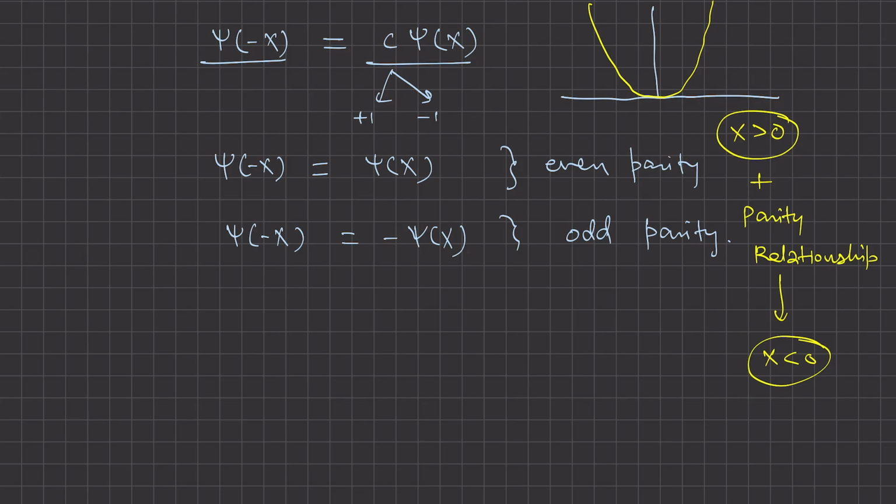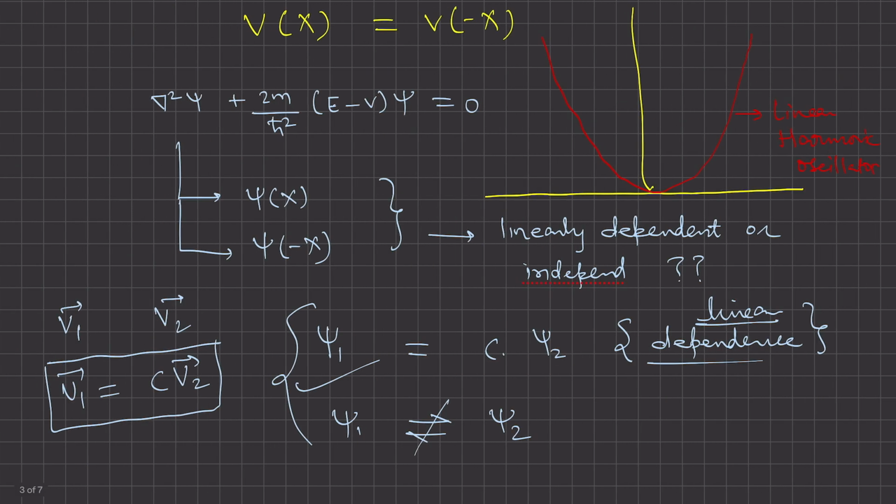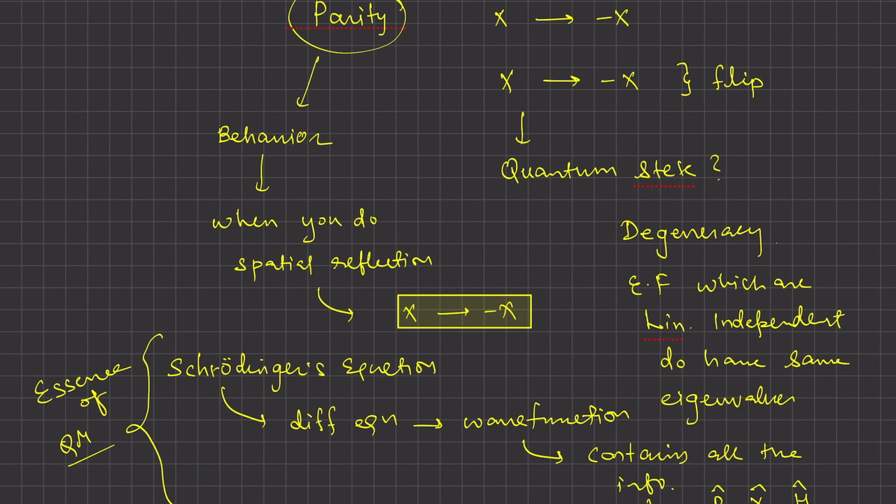So this whole parity was just to understand how the wave function behaves under spatial reflection when you are simply exchanging x with minus x. So you are just flipping the space and you are checking what happens to the quantum state. That's it.